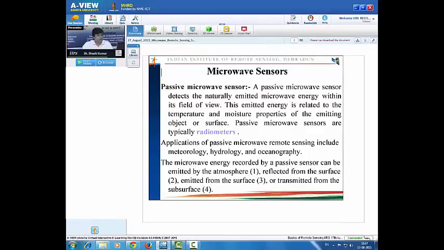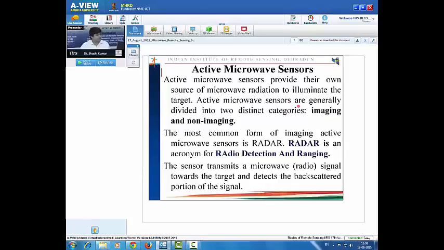So, the radiometer is the only example of a passive microwave sensor. The remaining sensors are active sensors. As in the basics of remote sensing, we have already learned about active and passive sensors. Passive sensors cannot generate their own energy, and are dependent on another source of energy. Active sensors can generate their own energy. So the radiometer is the passive sensor in the microwave region, or we can say the passive microwave sensor.